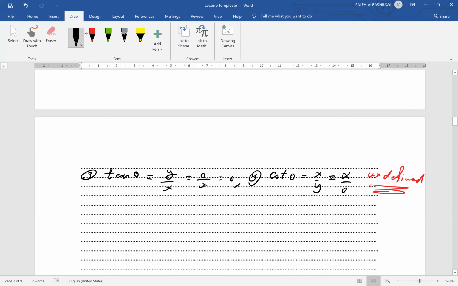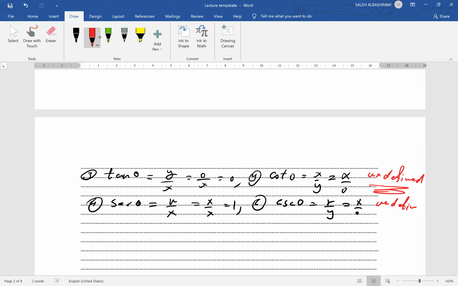Number 5, secant of 0, which is equal to r over x. That will be x over x, which is equal to 1. Number 6, cosecant of 0, which is equal to r over y. This will be x over 0, which is again undefined. So cosecant of 0 and cotangent of 0 are undefined. This is for theta equal to 0.